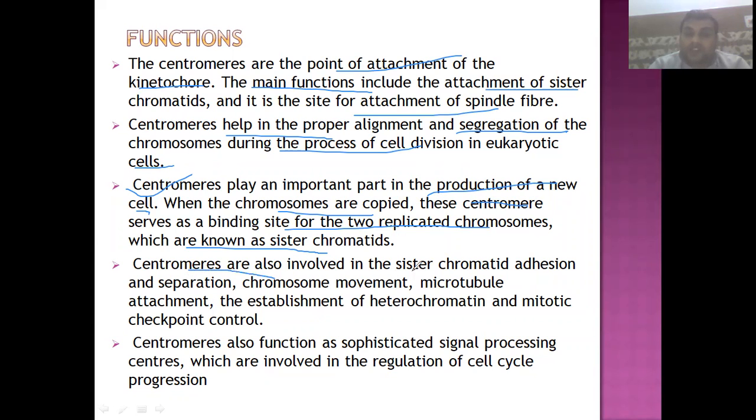Centromeres are also involved in sister chromatid adhesion and separation and chromosome movement, microtubule attachment, the establishment of heterochromatin and mitotic checkpoint control. Centromeres also function as sophisticated signal processing centers involved in the regulation of cell cycle progression, and the CDE elements play an important role in this. So this is all about the centromere, its structure and its function.